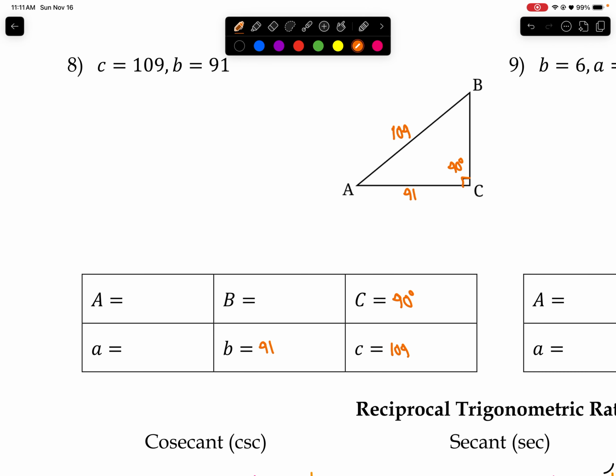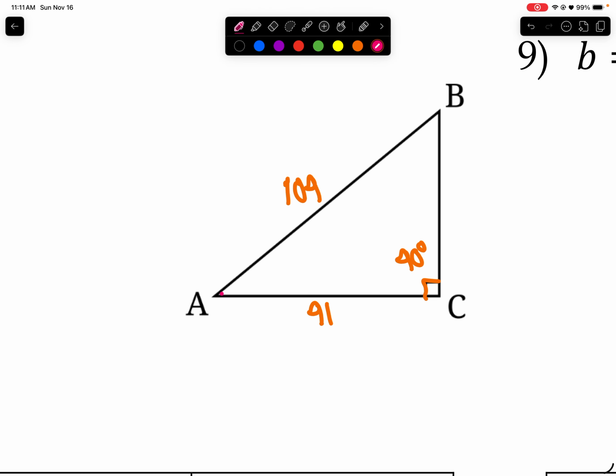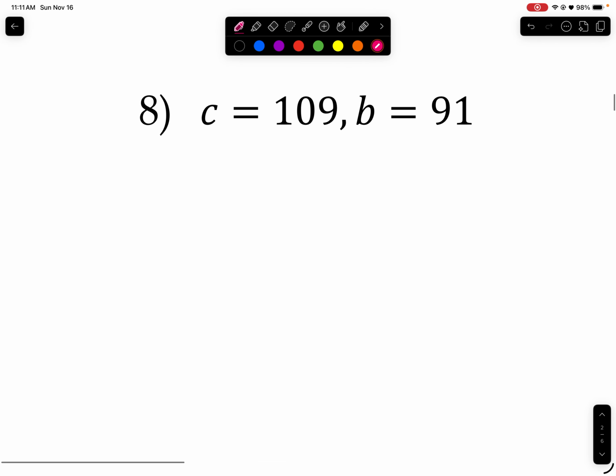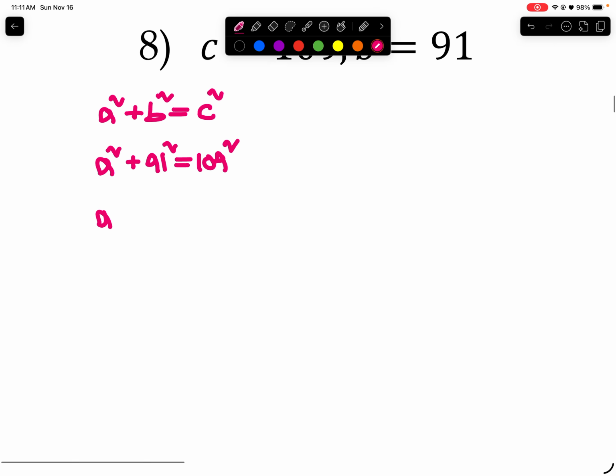All right, so the first thing I notice that I can do is go ahead and find that missing side. So I can find side A. Now, if I have 2 of the 3 sides, I'm going to use the Pythagorean theorem. So a squared plus b squared is equal to c squared. I'm solving for my a value. So a squared plus 91 squared is equal to 109 squared. I'm going to subtract the 91 squared on both sides. So a squared is equal to 109 squared minus 91 squared.